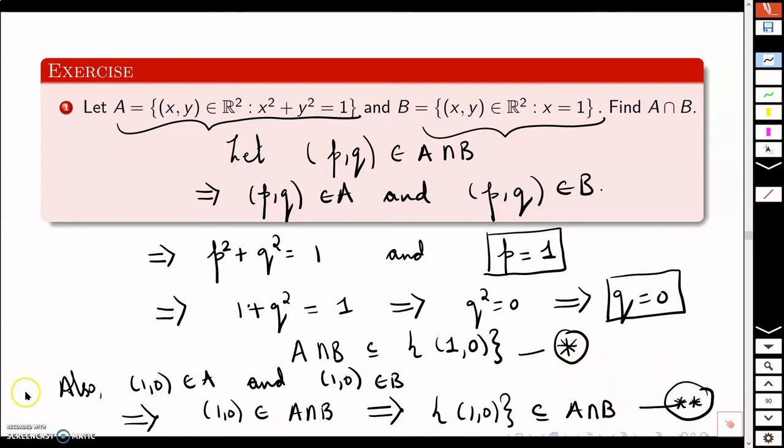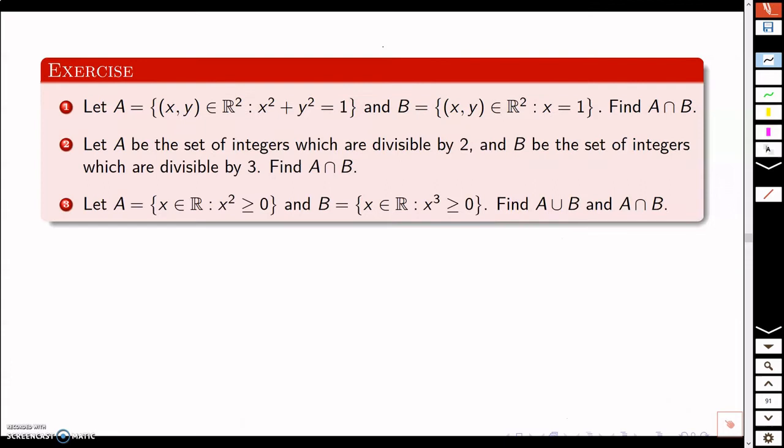So from star and double star, what is the conclusion? We conclude that A intersection B is nothing but the singleton set having the element (1, 0). Okay, so this is the intersection of these two sets. I hope that's clear. So moving on to the next two examples, I will leave these two examples for you all. Okay, so you all try to find the intersection and the union wherever it is asked.